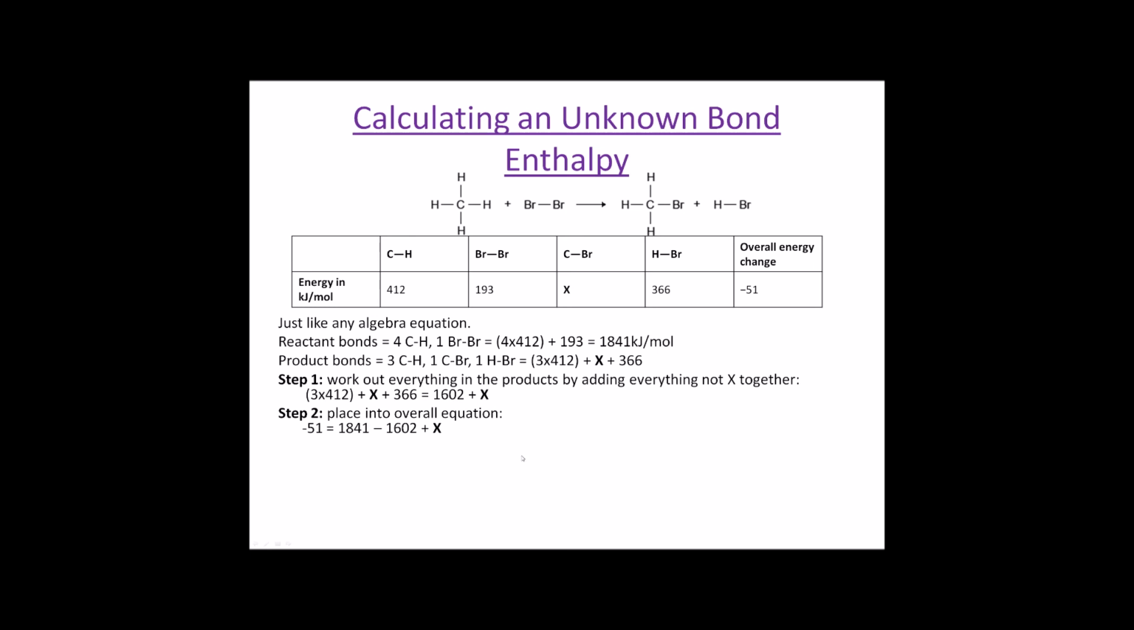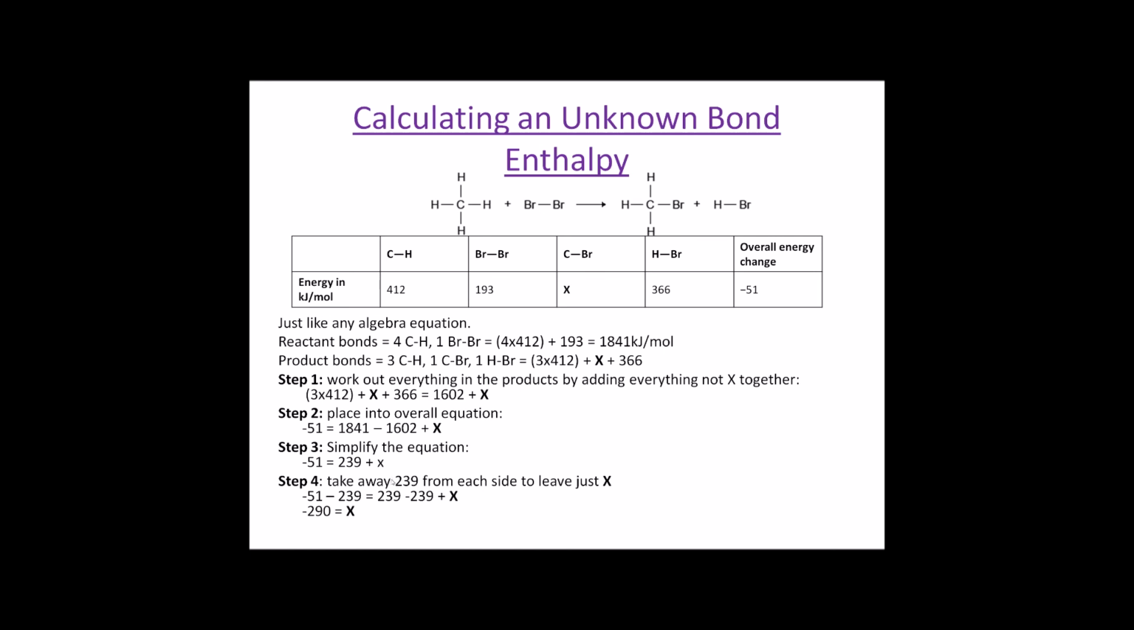At this point, it's just like the algebra you do in a maths lesson and have been doing in maths lessons for ages. It's really, really simple addition and subtraction. So firstly, I'm going to simplify the equation by doing 1,841 take away 1,602, and that gives us minus 51 is equal to 239 plus X. Nice and simple.